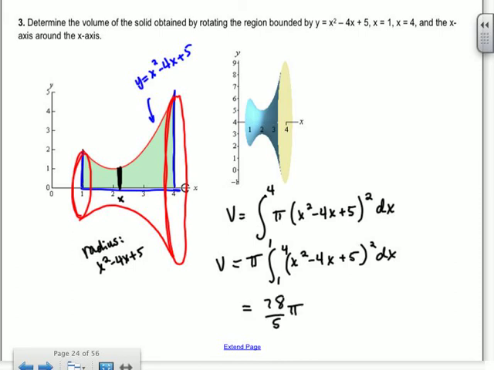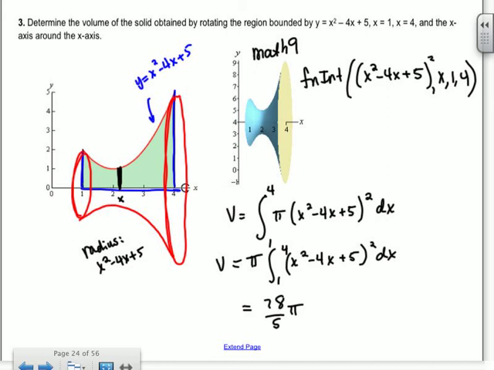All right, so my setup looks like Math 9. So I hit Math 9, I get fnInt. I put parentheses, x squared minus 4x plus 5 squared. X goes from 1 to 4. Did you guys do that? And then I took that answer and I multiplied by pi.